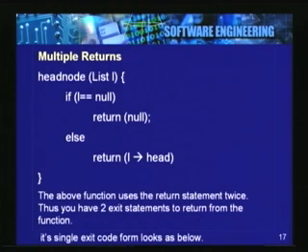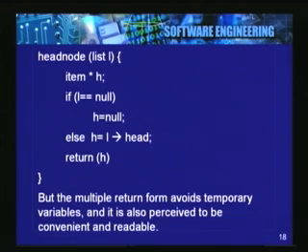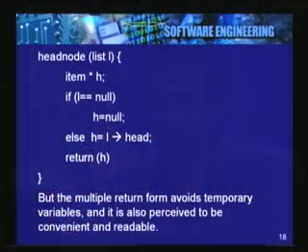The above function uses the return statement twice, thus you have two exit statements to return from the function, and its single exit form can look as below. In this slide you have a temporary variable called h. If L is null, you assign h to null, else you assign h to L arrow head, and then return h as the last statement. So finally you can return whatever value you want at the end of this function. But you can see that this is using one extra variable. Which one do you find much easier to understand, this or this?